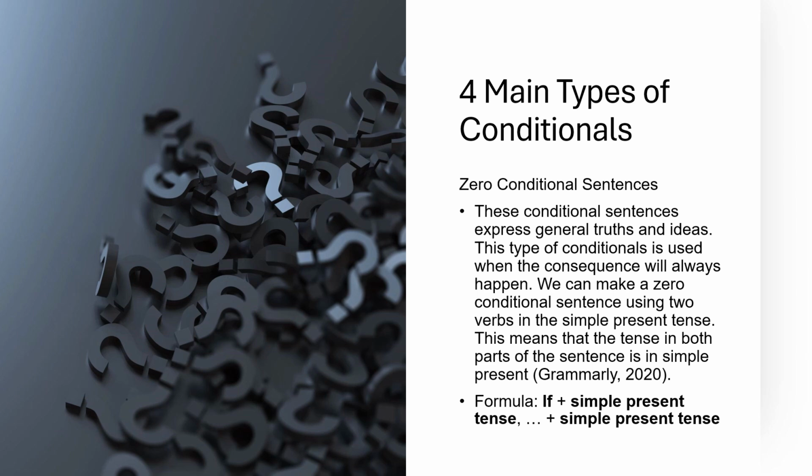Let's go to the four main types of conditionals. First is zero conditional sentences. These conditional sentences express general truths and ideas. This type of conditional is used when the consequence will always happen. We can make a zero conditional sentence using two verbs. Remember that: two verbs in the simple present tense. This means that the tense in both parts of the sentence is simple present. And we can see the said formula: if plus simple present tense plus simple present tense.